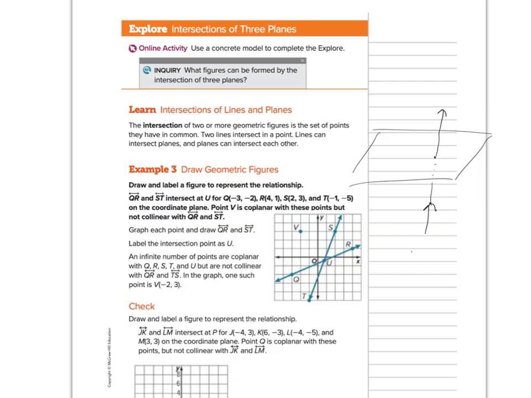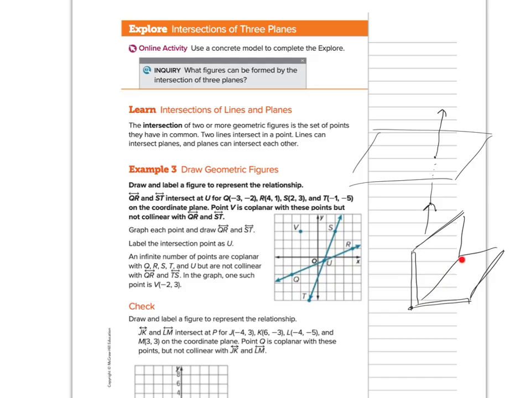Thinking about a book, right? If I took a book and I opened it up, here's my spine. And thinking of the top and the bottom of the book as they intersect, or where they come together, my book would form what would be 2 planes intersecting potentially, and this right here would be a line.